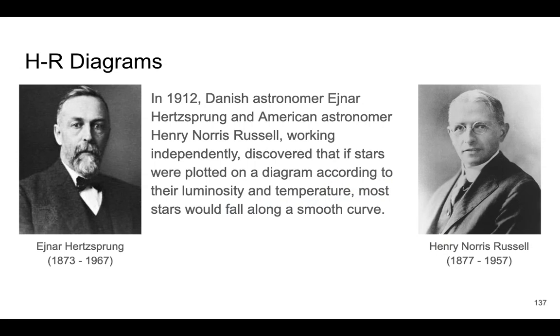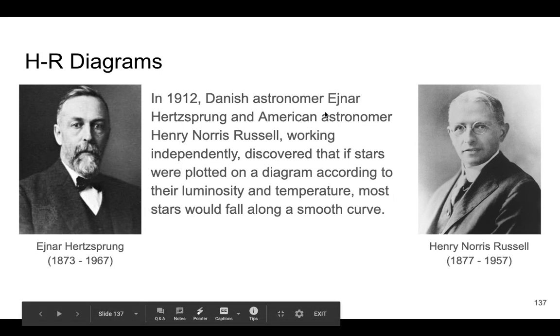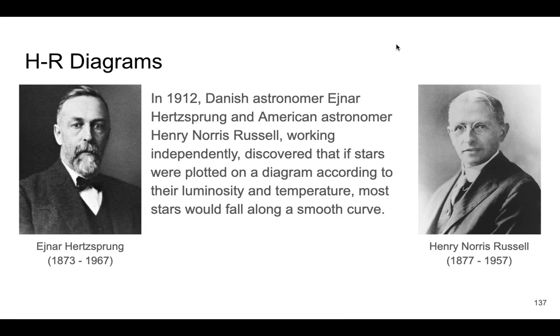So, HR diagrams. Back in 1912, Danish astronomer Einar Hertzsprung. So, throughout most of the world, if you see the letter J, you pronounce it like a Y. So, that's Einar Hertzsprung. And the American astronomer Henry Norris Russell. They were working independently, and they discovered that if you plotted a diagram that shows stars' luminosity versus their temperature, most of the stars would fall along this smooth curve.